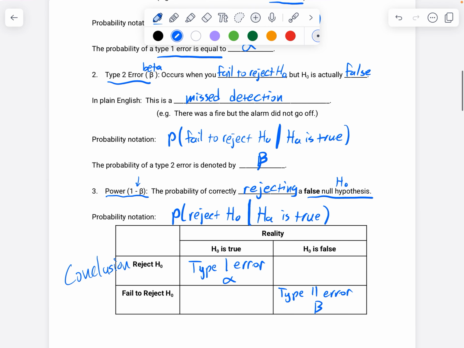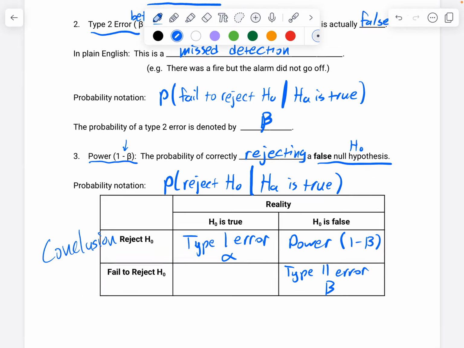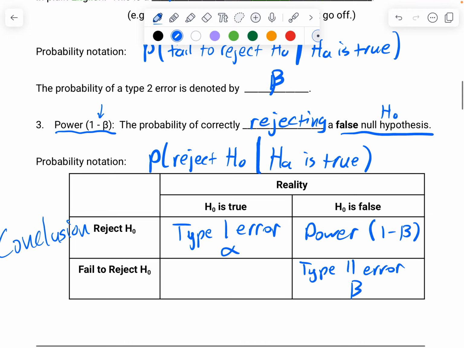So where does power go? Power is when you rejected a false null. You rejected H0 and HA was true. That's this box right here. So this is the power box, which the probability is 1 minus beta.